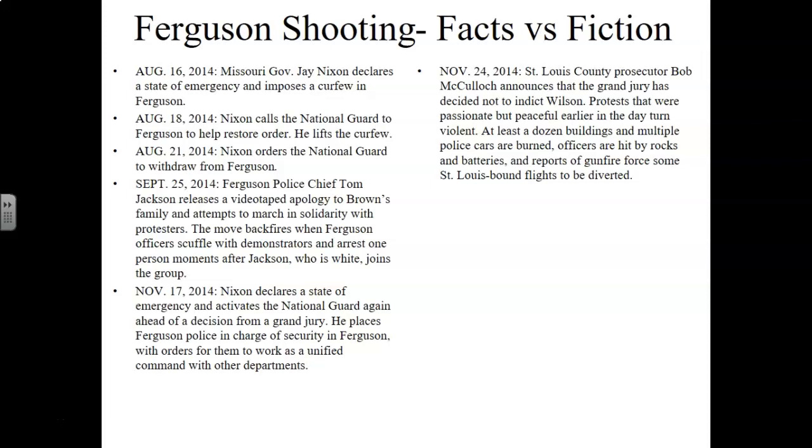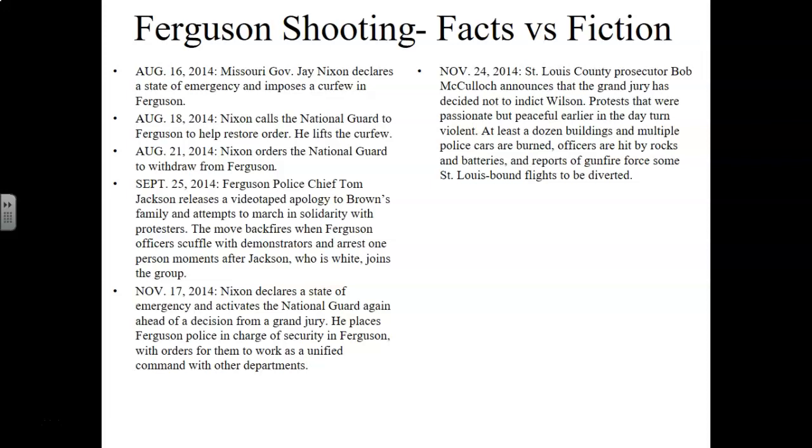Let me go on. Nixon then declares a state of emergency and activates the National Guard ahead of the decision from the grand jury. He places Ferguson police in charge of the security with orders for them to work as a unified command.